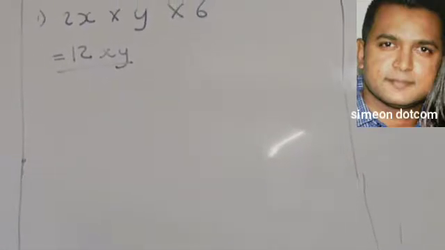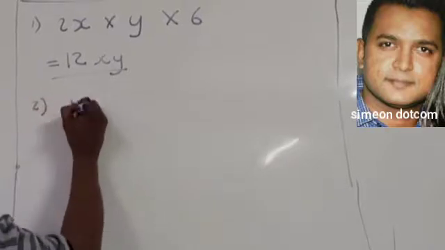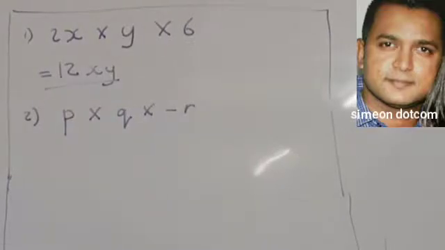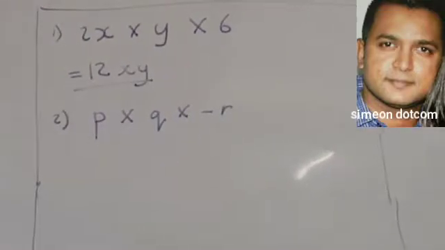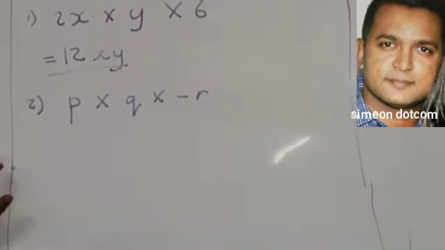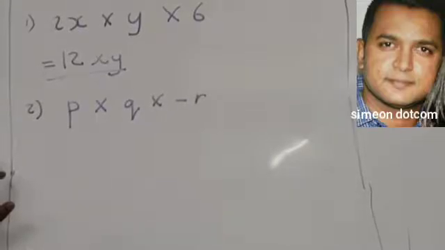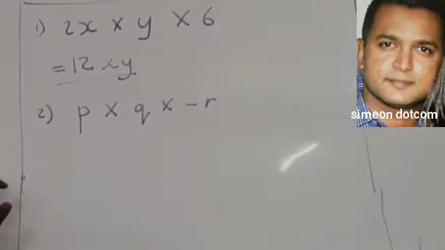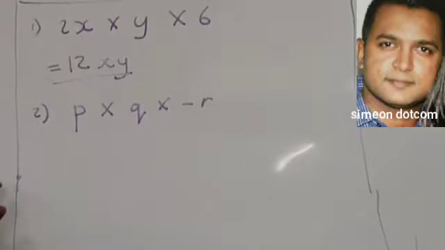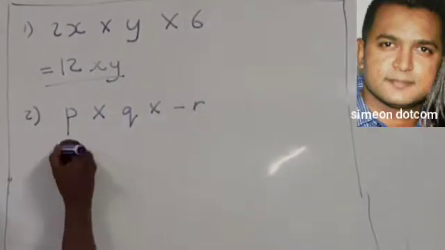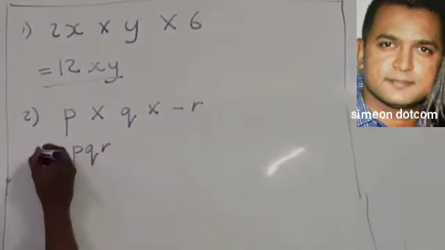Our next example, number 2, is p times q times minus r. You have these letters here. Remember, you're multiplying the signs first. What I normally do is count the number of minus signs when it comes to multiplication and division. If you get an odd number of minus signs, the answer will be negative. If you get an even number of minus signs, the answer will be positive. So p times q times r, and there's one minus sign there, so my answer will be minus pqr.